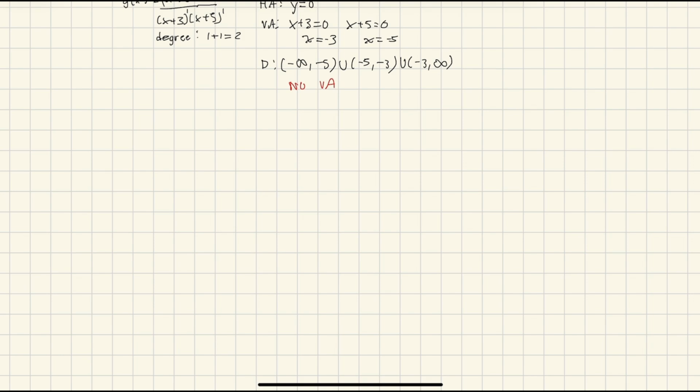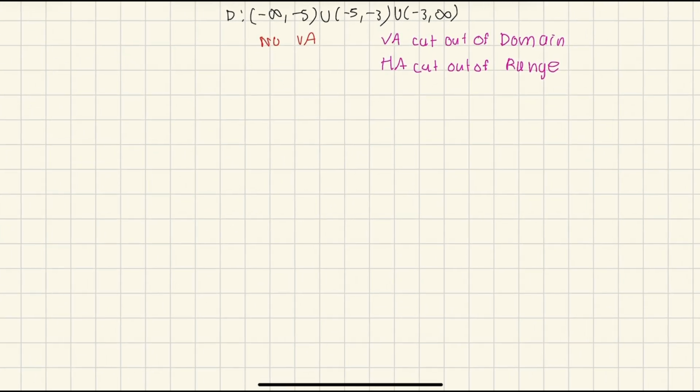So also remember, if you have to remember which one you cut out, do you cut out the vertical asymptotes or the horizontal asymptotes from the domain? Remember, vertical asymptotes are cut out of the domain, and then horizontal asymptotes are cut out of the range, because it boils down to x versus y. So it's kind of like the opposite: horizontal, vertical, domain.